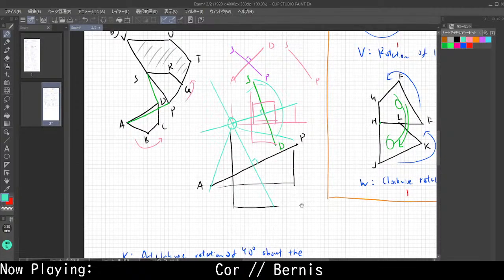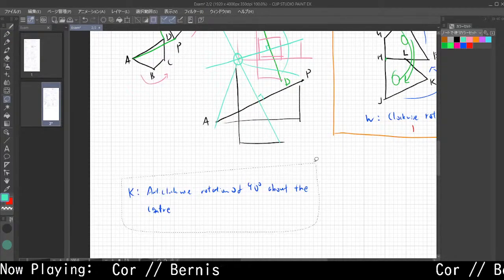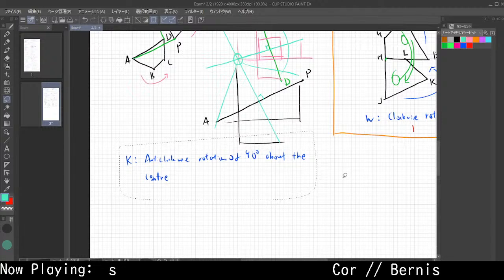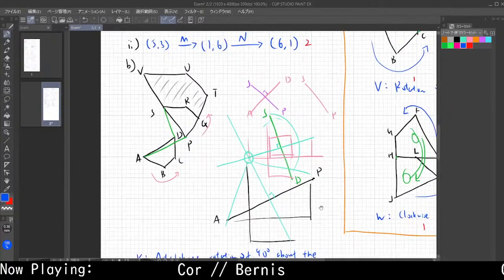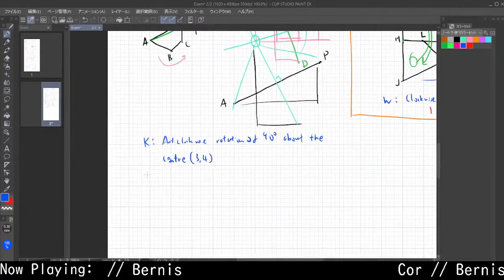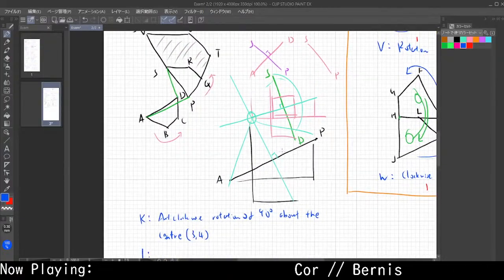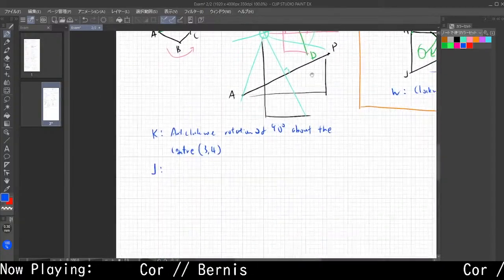Okay. So now we know that your K is the anti-clockwise rotation of 90 degrees about the center 3,4. Okay, so we get this. Okay, next is J. J is your enlargement. So in this case, you want to measure how much the lines increase, because you want to find the scale factor.